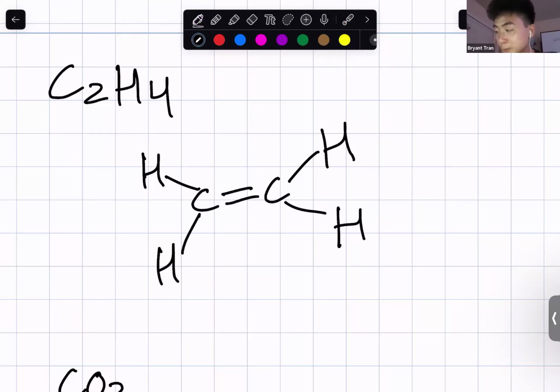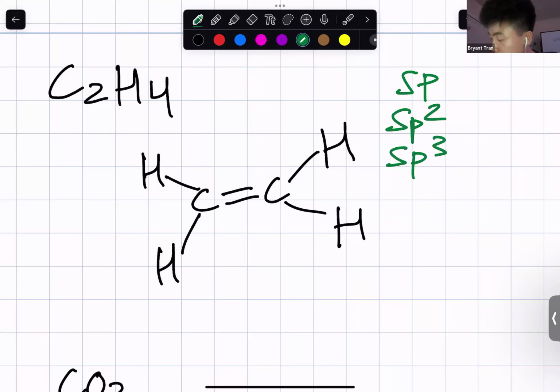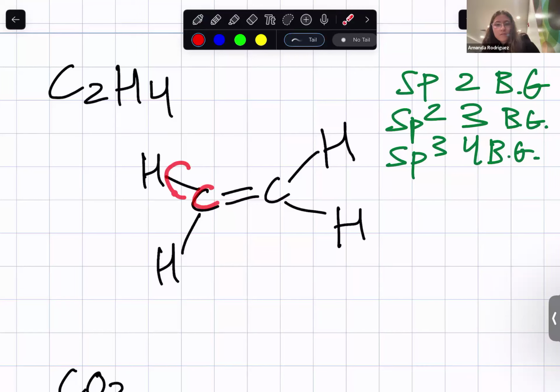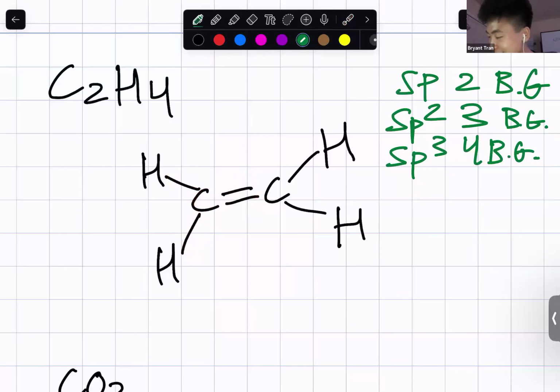Let me just give you a big summary, and then later on I'll explain it in more detail. The difference between sp, sp2, and sp3. sp is going to have two bonding groups, and I'm going to abbreviate bonding group as bg. sp2 is going to have three bonding groups. sp3 is going to have four bonding groups. So if you look at this carbon right here, this carbon has one, two, three bonding groups. sp2. Yes, sp2. That carbon would be sp2.